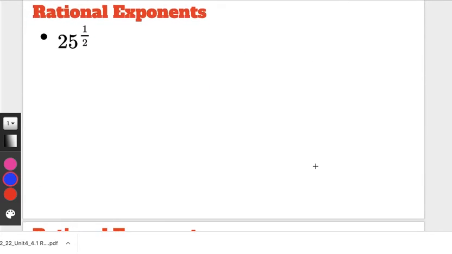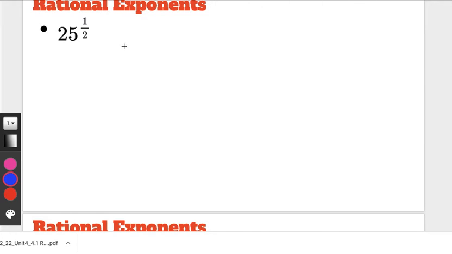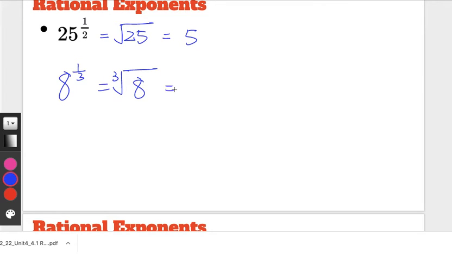So let's check this example again. 25 to the half power is equivalent to the square root of 25, meaning I need to find a number that multiplies itself twice to get 25, which is 5. So some students might say, hey, what about 1/3? 1/3, same thing. Remember, for the square root, we don't put a 2. It's just an invisible 2 here. 1/3 means I'm going to find the third root of 8. So you are going to think, what number to the third power is 8?